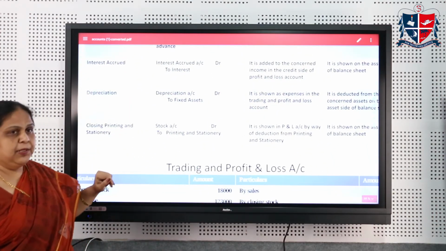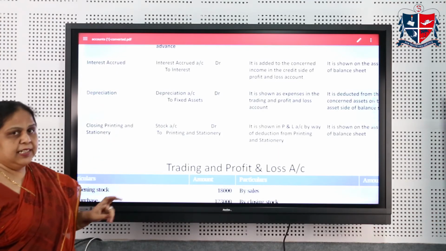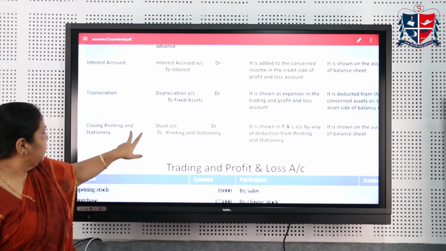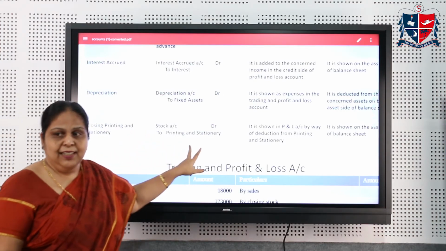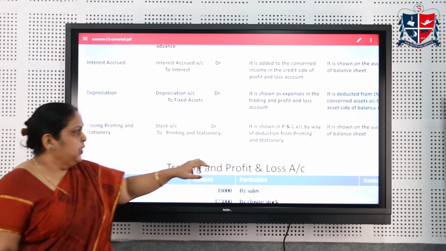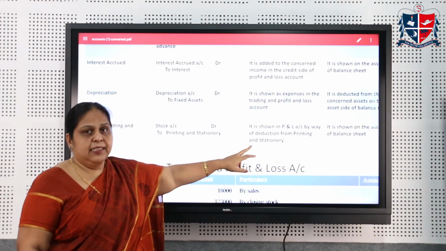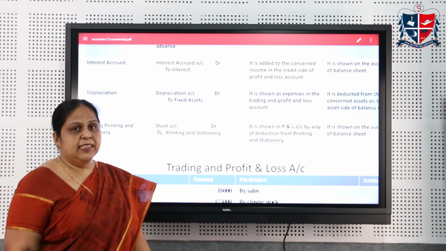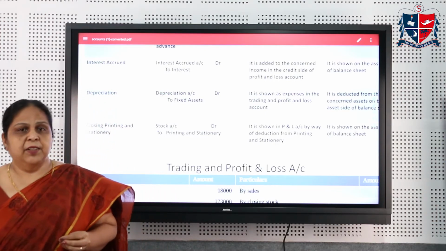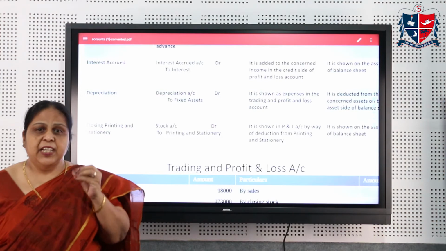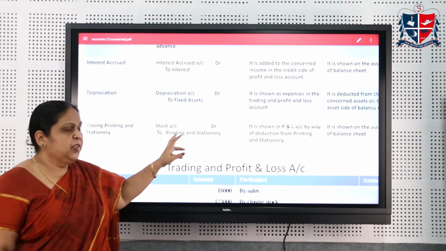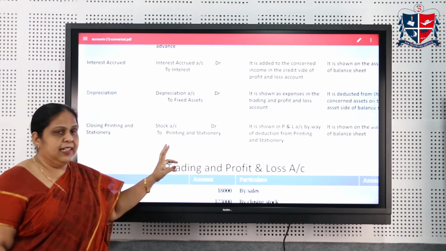Again, you have one more adjustment, that is closing of printing and stationery. Now this closing of printing and stationery, the journal entry is stock account debit to printing and stationery, and it is shown by deducting it from the printing and stationery and also on the asset side of the balance sheet. Why do you prepare this P&L account and trading account? You are preparing it to know the actual profit of the business. So that is the reason you are preparing the P&L account and the trading account.